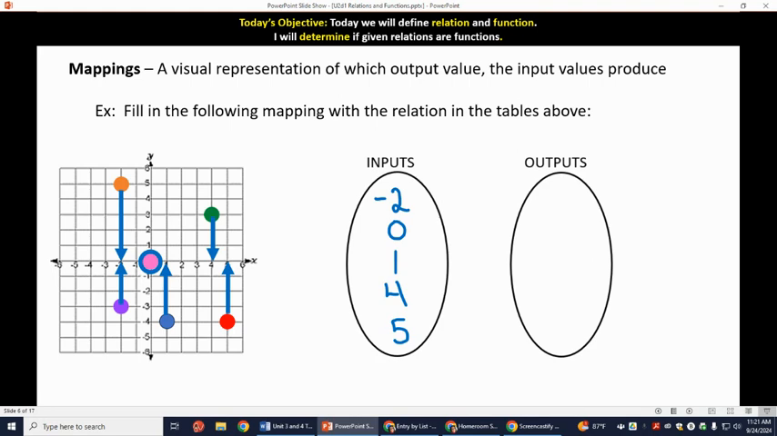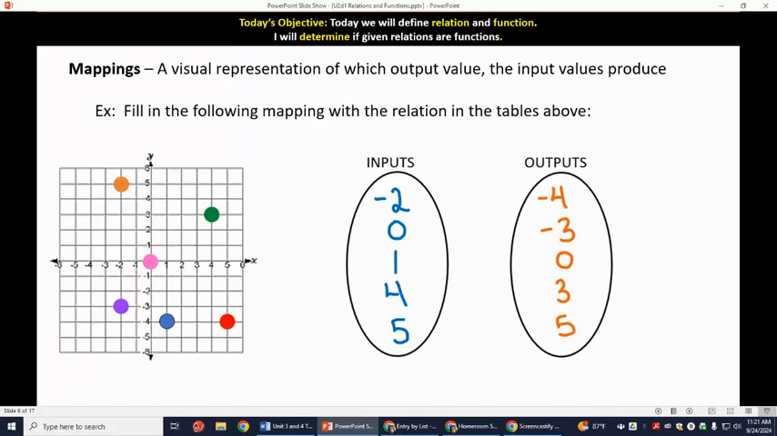Now I need to figure out what all my outputs are. My outputs are my y values. So again, this time I'm going to start small to big. Small on the y-axis is going to be down low. So the lowest I go. What's that lowest value? Negative 4. The next lowest as I travel up, the next one I reach is negative 3. The next one is 0, followed by 3. And then last but not least, 5. So those are my inputs and my outputs.